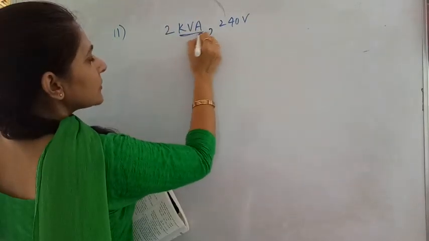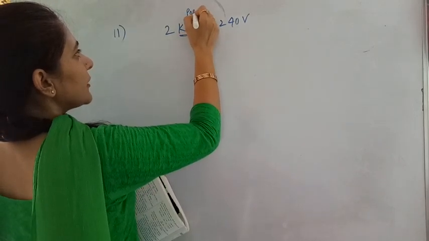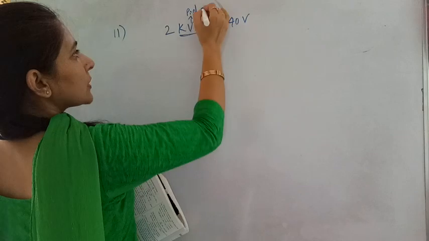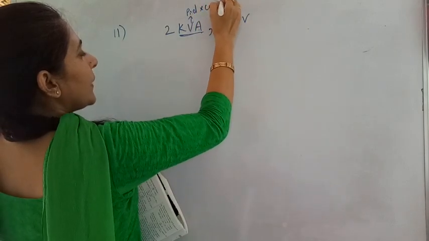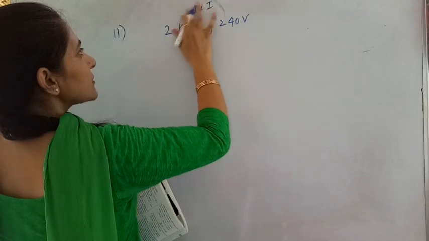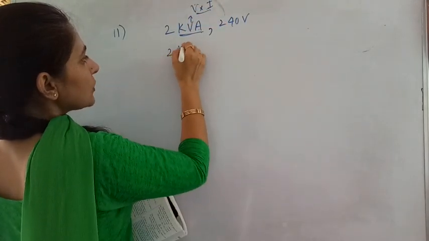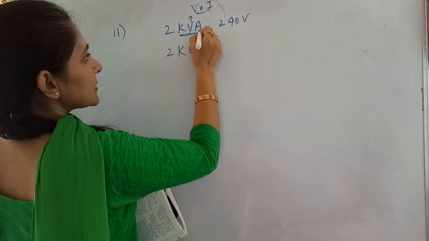What is the meaning of this? This volt and ampere, what does this depict? Potential difference, and this depicts current. If I write potential difference as V and current as I, V into I is what? Power. So we can write it as 2 kilowatt instead of this one.